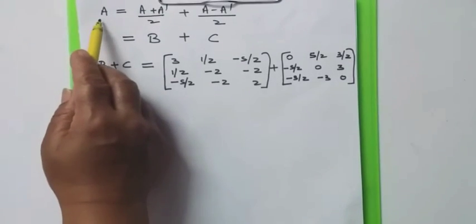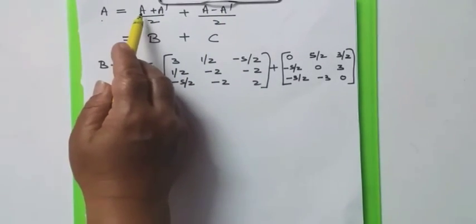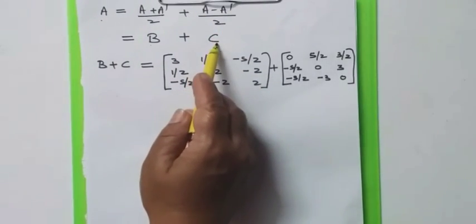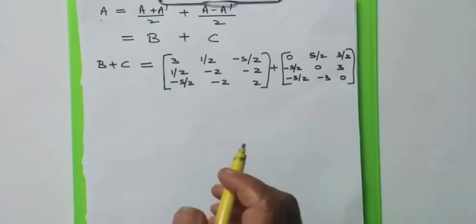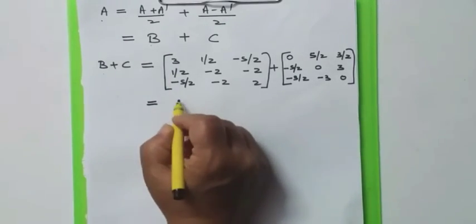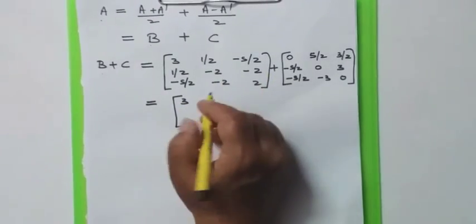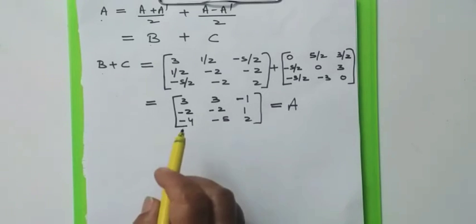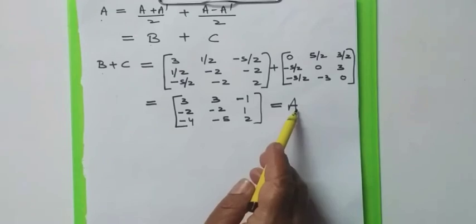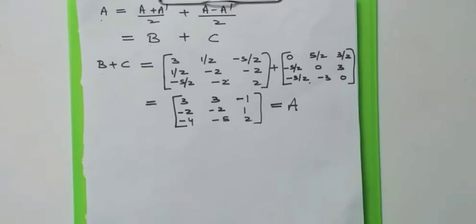Now I have to check that A is equal to A plus A dash by 2 plus A minus A dash by 2. I have already calculated A plus A dash by 2 and I have called it B. I have already calculated A minus A dash by 2 and I have called it C. So I substitute the values of B and C. Substituting B and C, I have to calculate B plus C. So if I add these two matrices, 3 plus 0, 1 by 2 plus 5 by 2, 6 by 2 is 3. I got this is equal to A. So I have expressed A as the sum of a symmetric and a skew symmetric matrix.